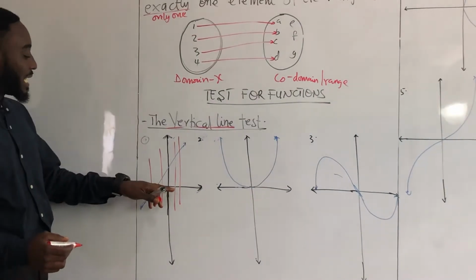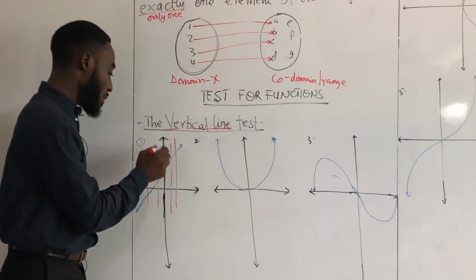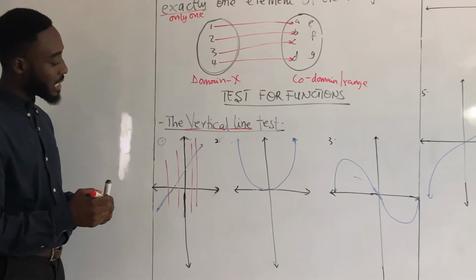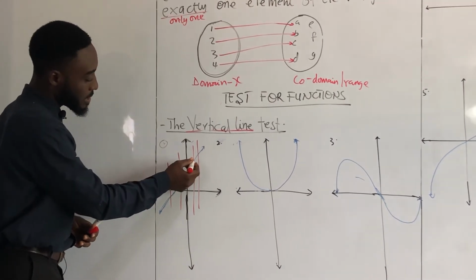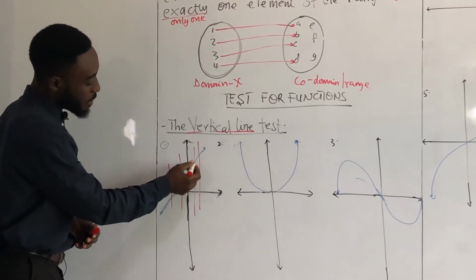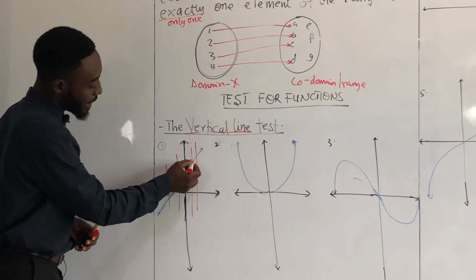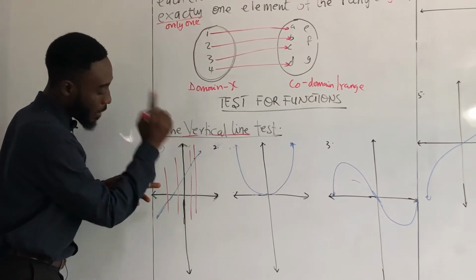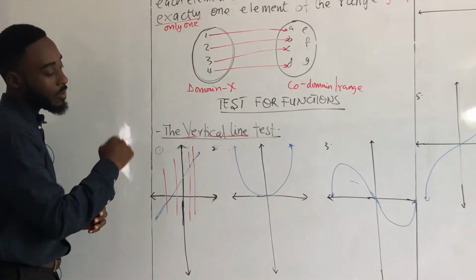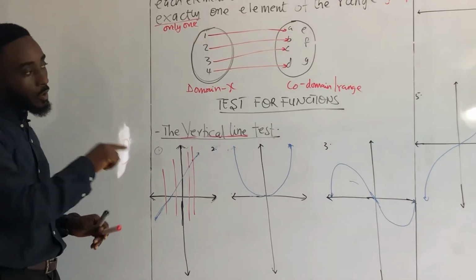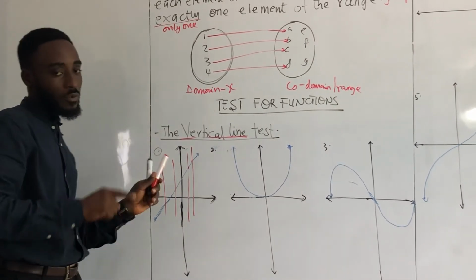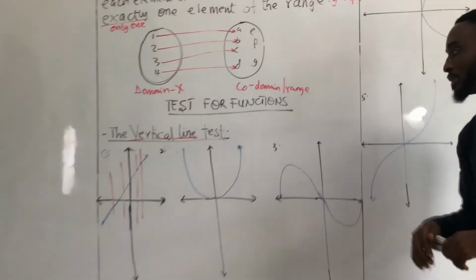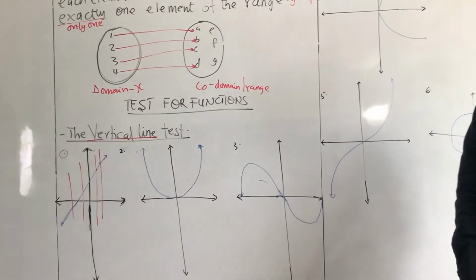Now, if the vertical line meets the graph at just one point, it is a function. From here you can see that it meets it at just one. This x value has only one y value. This x value also has only one. So we can therefore say that it is a function. I'll quickly move to one which is not a function so that we can see the difference. So this number one is a function.